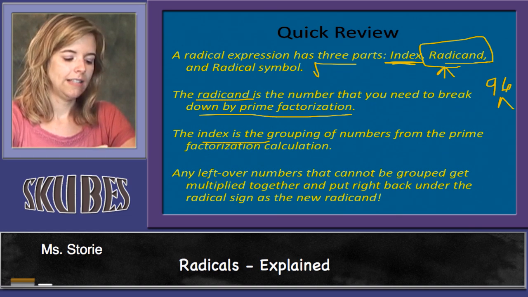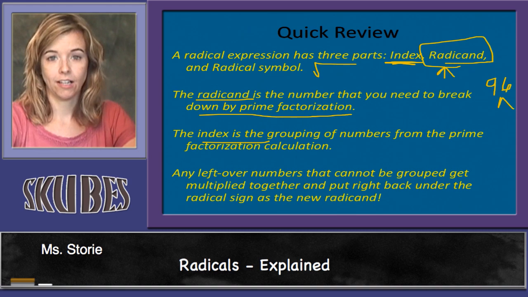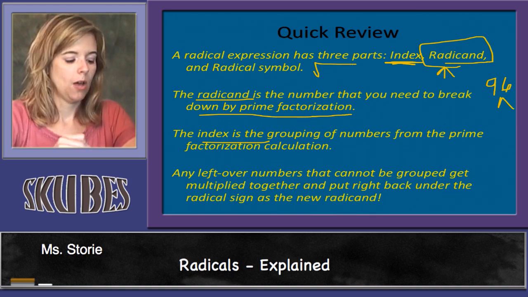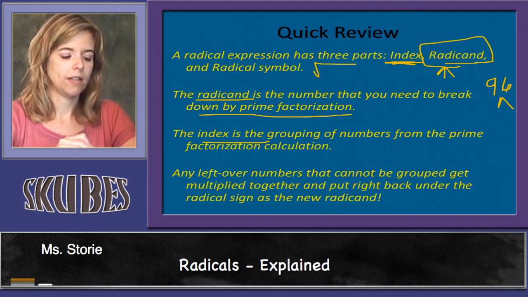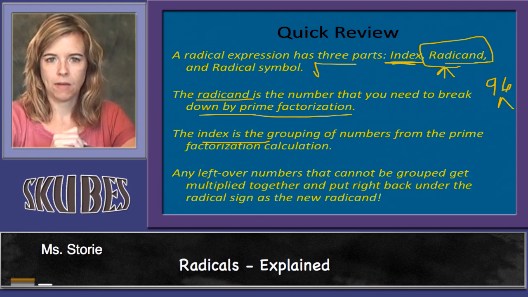The index, that teeny tiny number, is the grouping of the numbers from the prime factorization calculation. In other words, once we got all those prime numbers, the 2 times 2 times 2, and it kept going, we had to bring them in groups of 4 because that's what the index told us. That teeny tiny 4 said get everybody in groups of 4 and get them out.